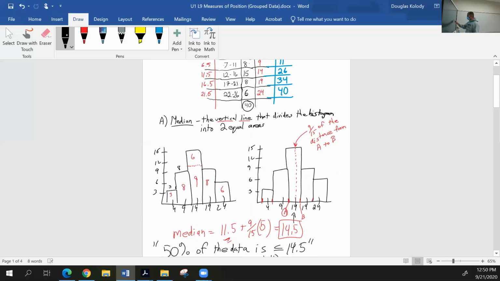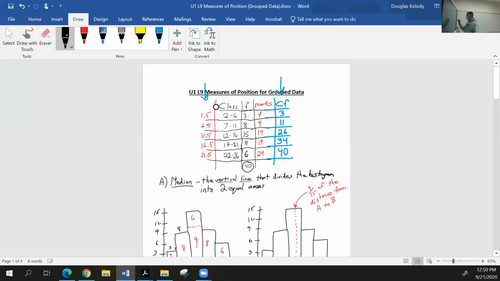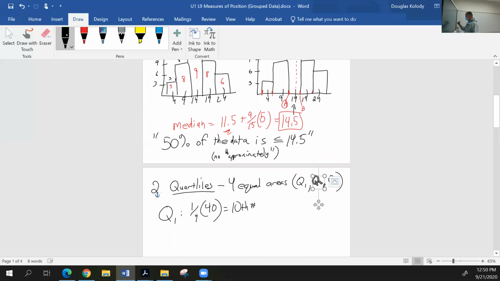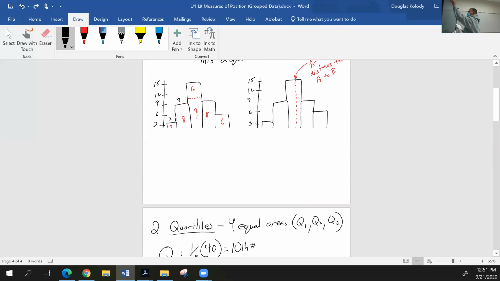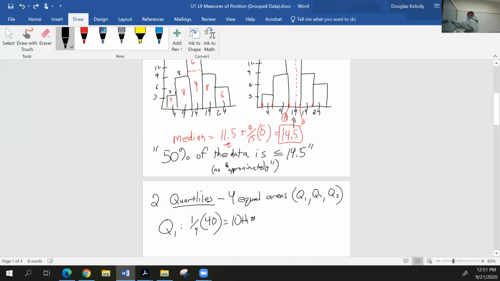So I'm going to make that little note to myself right here. The 10th number will fall somewhere within the second class.